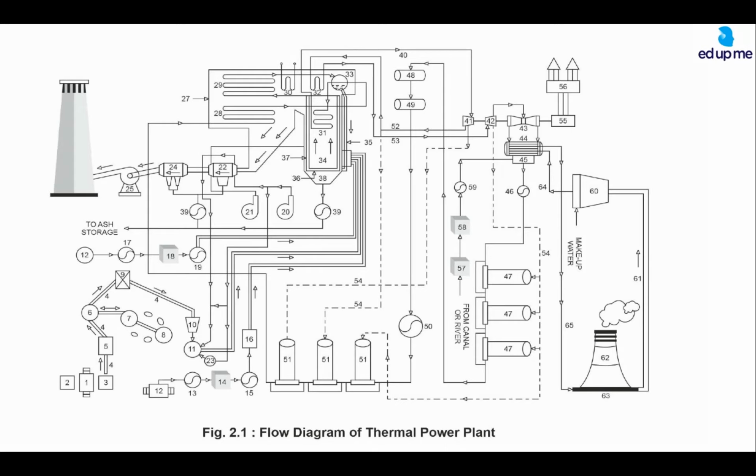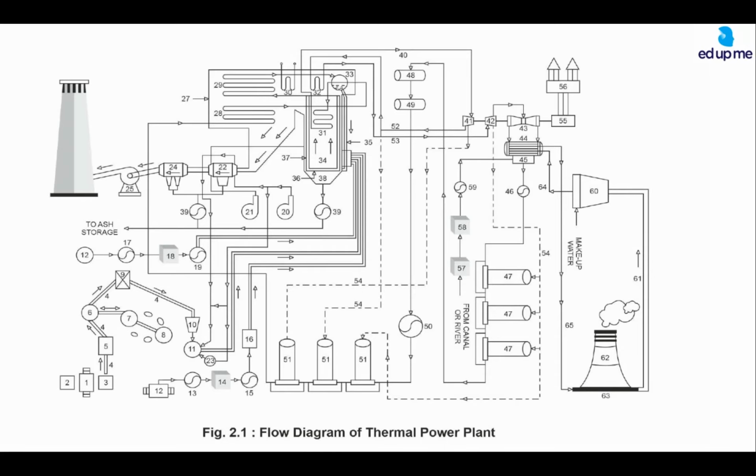So the cold and hot air mixture is going to the coal mill. The coal is being milled by the coal mill, and that coal plus air, because air is required for combustion, is taken to the boiler via pipeline, right? So the coal will reach here.